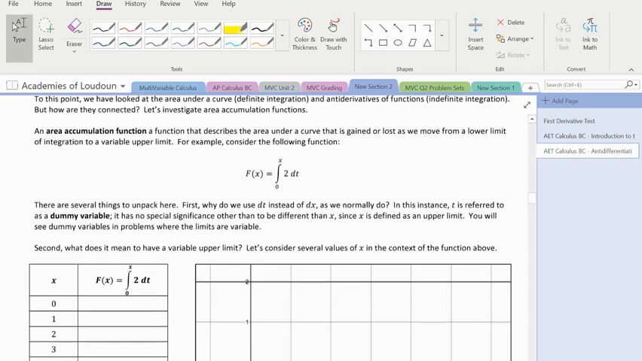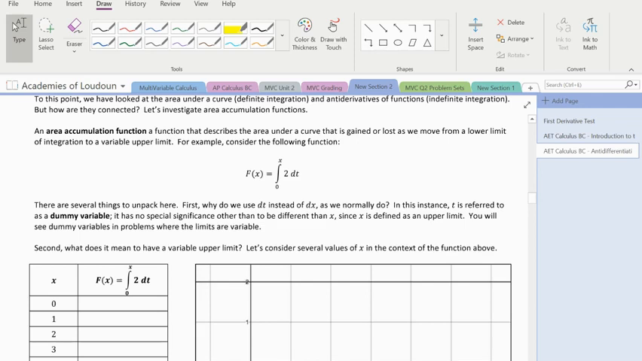First of all, why do we have dt versus dx as we normally do? In this case, t is a dummy variable. It has no special significance other than to be different than x, because x is the upper limit. So we will see dummy variables in problems where the limits are variable. Secondly, what does it mean to have a variable upper limit? So let's consider several values of x in the context of the function above.